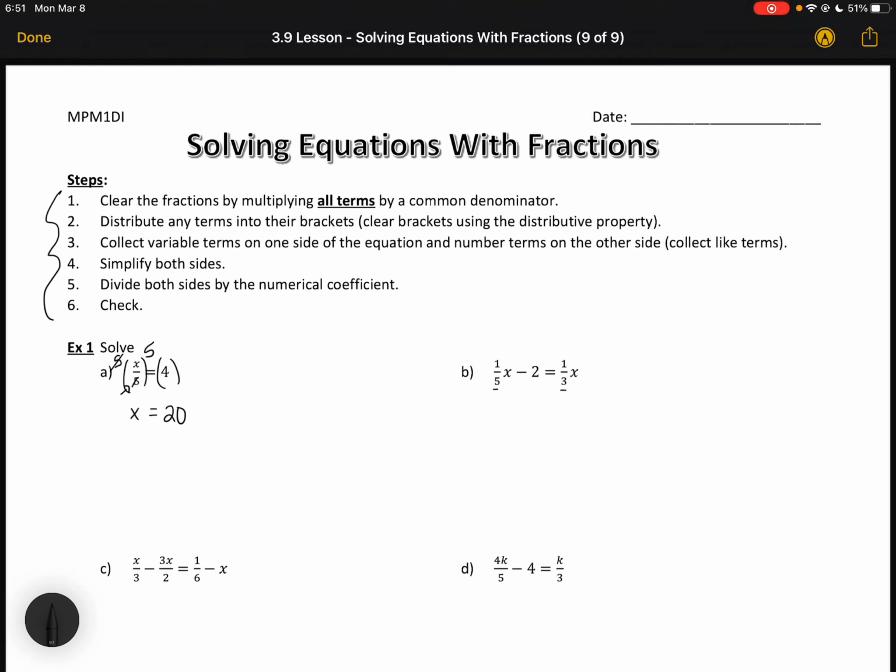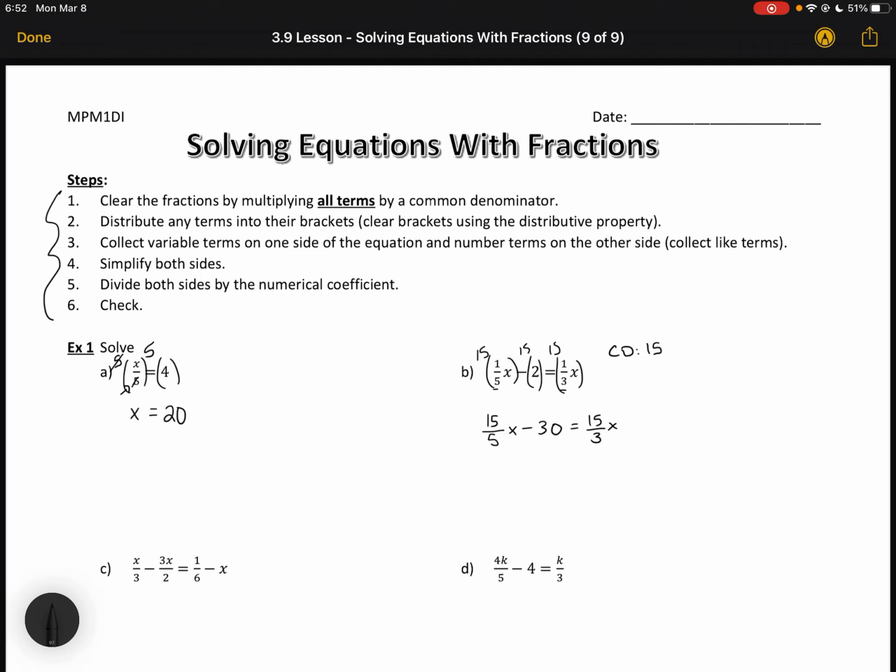In example B, now I've got two denominators, a 5 and a 3. So my common denominator between those two is 15. So I'm going to multiply each term by 15. So multiplying that out, I'm going to have 15 over 5x minus 30 equals 15 over 3x.